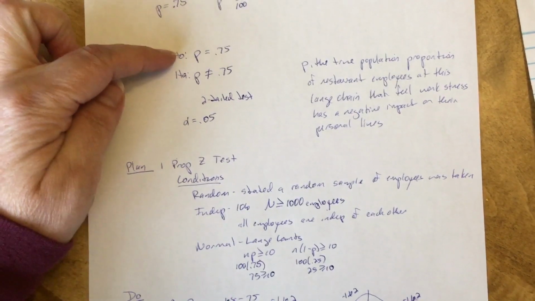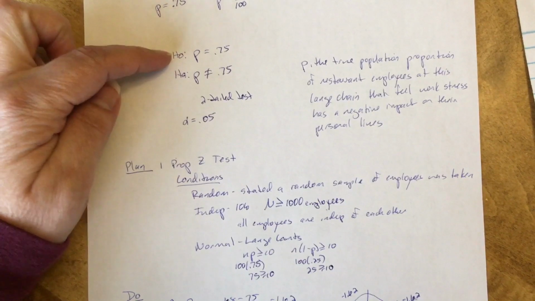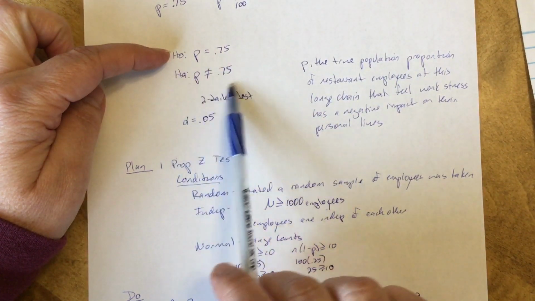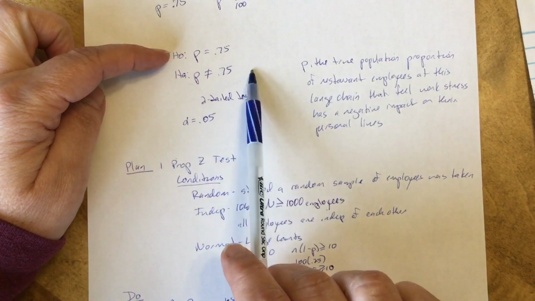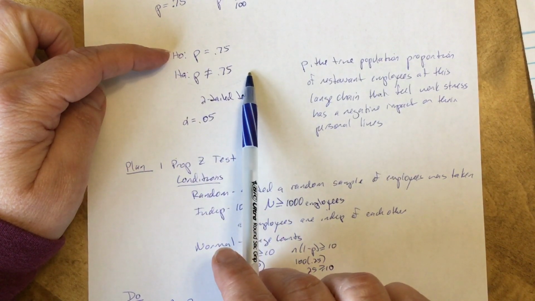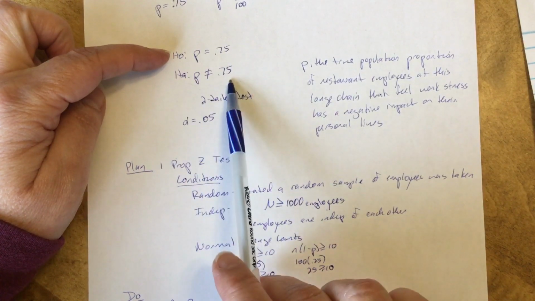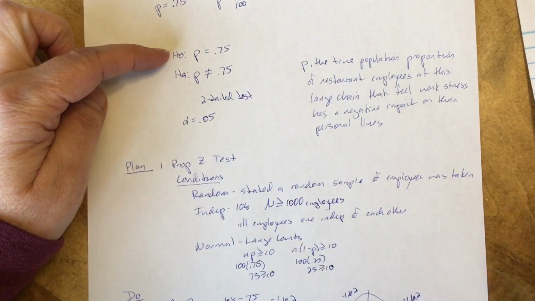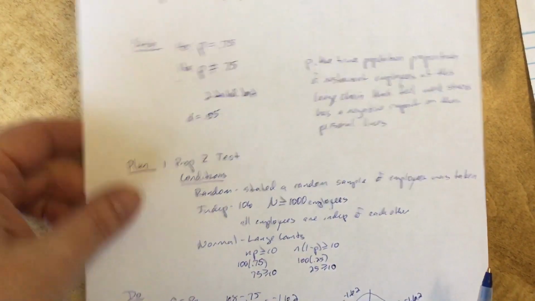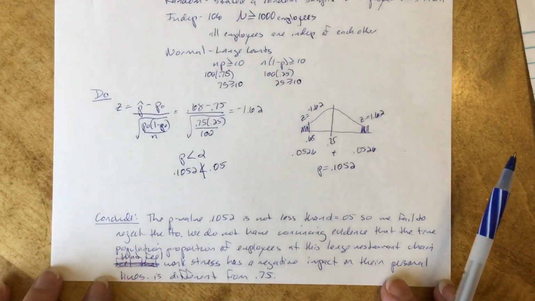So this is what we think, okay? We're going to fail to reject it, so we're actually going to think that this is true. So therefore, we do not have evidence that the true population proportion of restaurant employees at this large chain that feel that work stress has a negative impact on their lives is different than 0.75. So we think our employees feel like every other restaurant employee, okay? We don't think it's any different. So I wrote that out, okay?